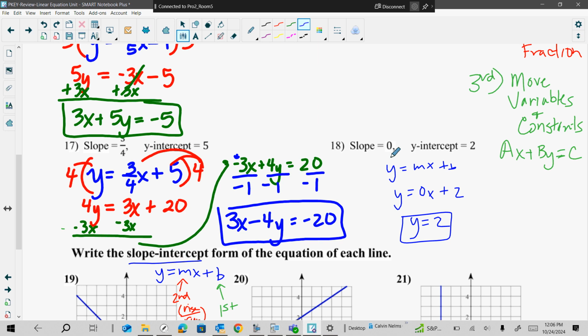Here I'm just showing anything times 0 is practically gone because 0 is our slope. That would mean it would simplify to just y equals 2. This would be a horizontal line. So it would be going left and right at 2.